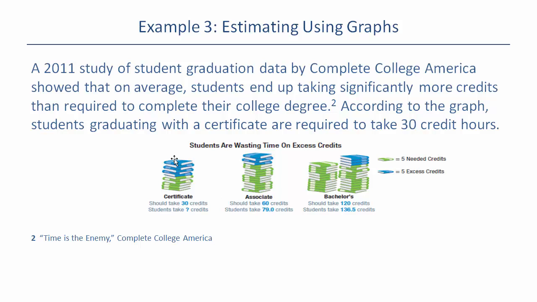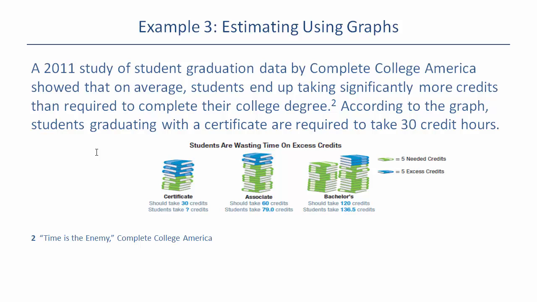So this is a great example of a 2011 study of student graduation data by Complete College America that showed that on average, students ended up taking significantly more credits than required to complete their college degree. And why do you think that is? Well, because a lot of students end up changing majors throughout the course of their study. And when you do that, oftentimes a lot of the stuff you've taken becomes useless. It applies towards some of your non-degree credits, but if you've already taken other non-degree credits, you end up having a lot of extra credits that you just can't apply anywhere. So according to the graph, students graduating with a certificate are required to take 30 credit hours.